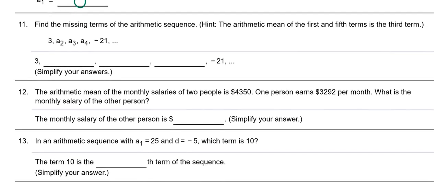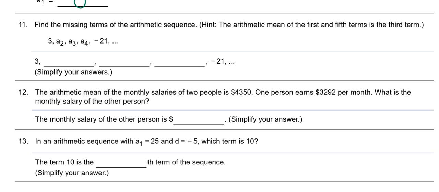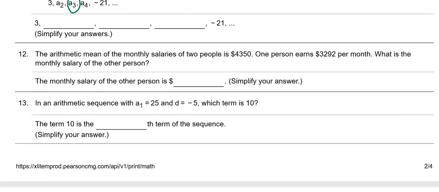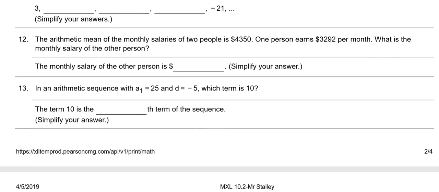Find the missing terms of the arithmetic sequence. I'm going to leave that one for you. They give you a hint. The arithmetic mean of the first and the fifth is the third. So you'll actually find this first, because there's a lot of typing on the calculator. You want to be careful on how you type it in so that you don't make a mistake. But it shouldn't be that hard. Okay, I'll let you worry about number 12 also.